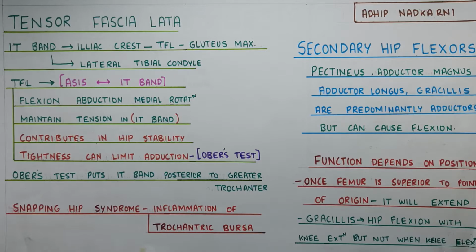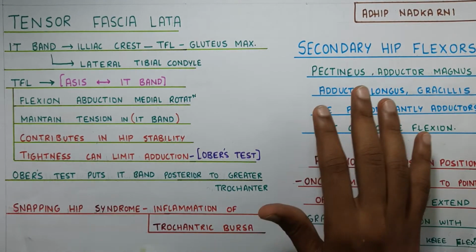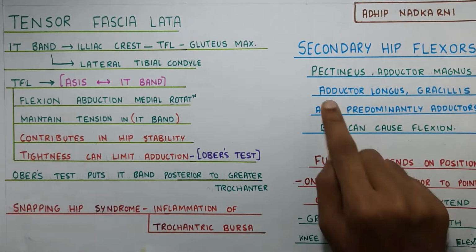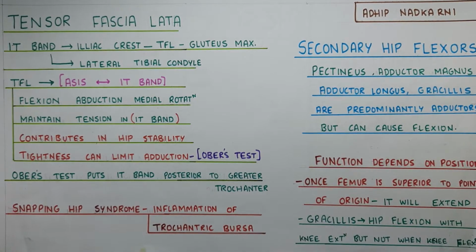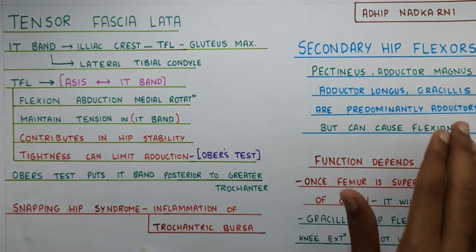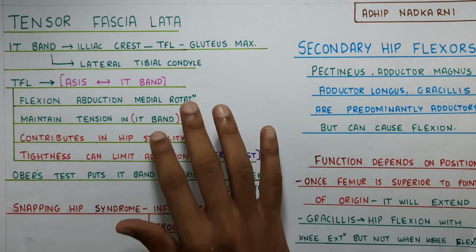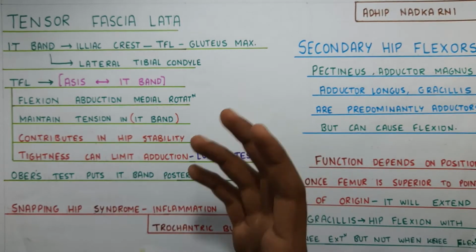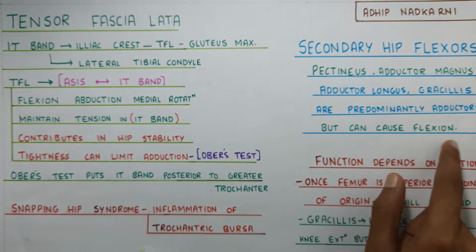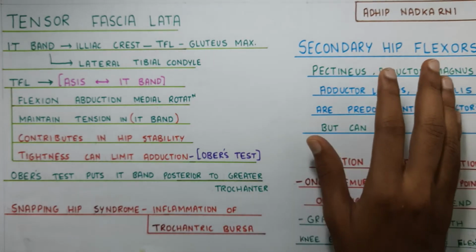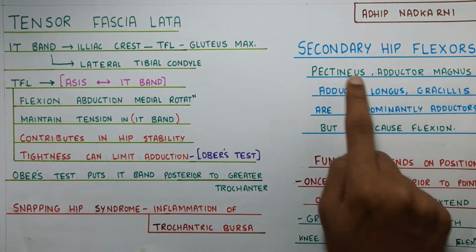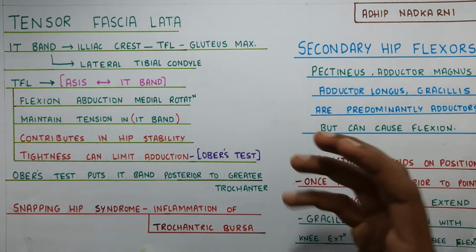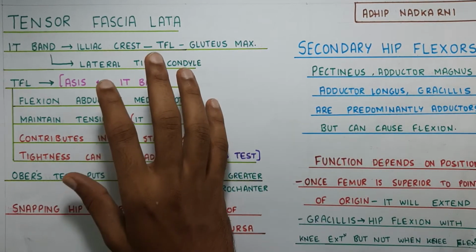pathologies. So going ahead with the last part, there are some secondary hip flexors like pectineus, adductor magnus, and also adductor longus and gracilis. These are predominantly adductors, as we saw in our previous videos. They are more of adductors, but as the position of the hip changes, they can also cause hip flexion. So that is something you need to keep in mind. Pectineus and gracilis was the PG that we were talking about, and these were the adductors for adduction. So PG trips on adduction, if you remember.